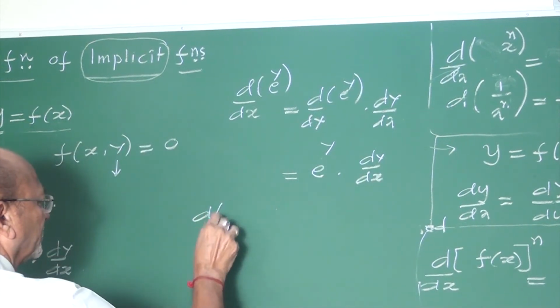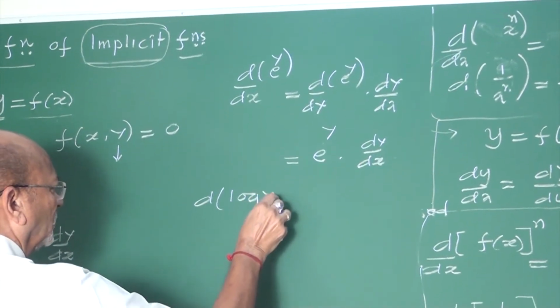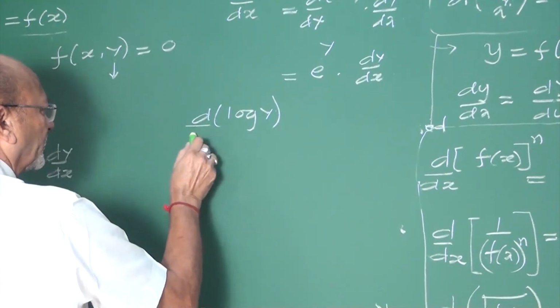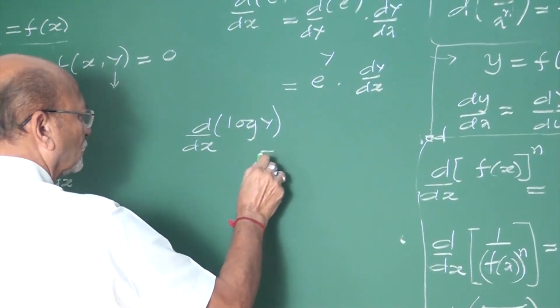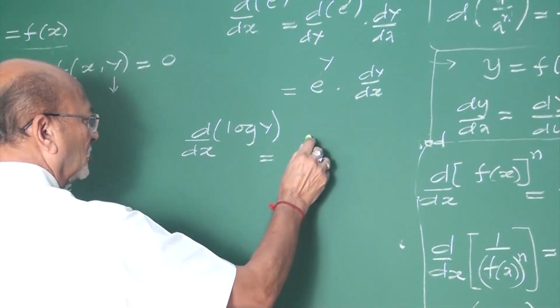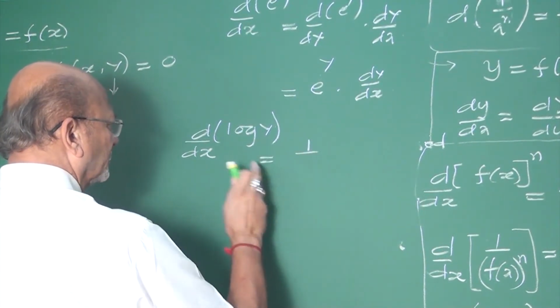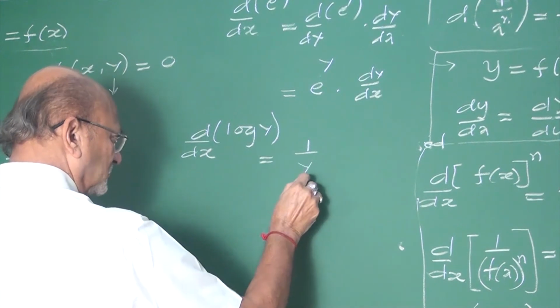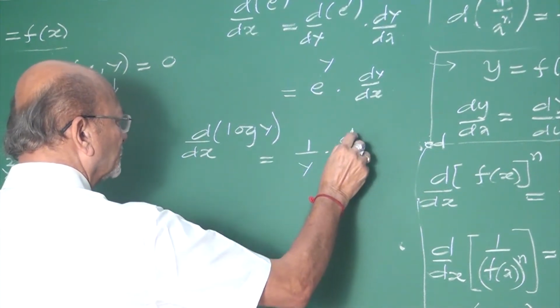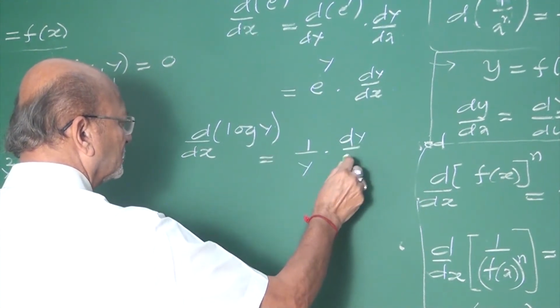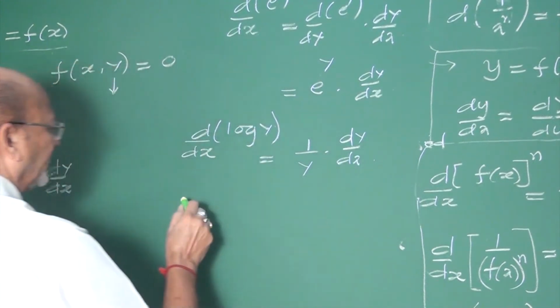Derivative of log y with respect to x equals 1 upon whatever it is, here y. Then since it is not x, write its derivative. Like this, you can write directly.